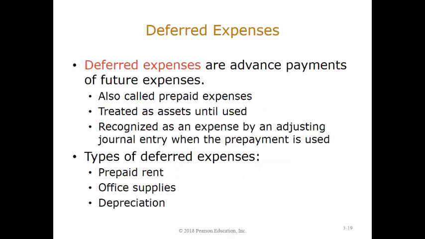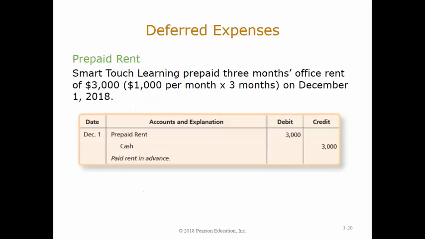A deferred expense is an item paid for in advance by the company for use in the future. Such payments are considered assets rather than expenses until they are used up. When the prepayment is used up, the used portion of the asset becomes an expense via an adjusting entry. In Transaction 10 in Chapter 2, Smart Touch Learning prepaid for 3 months office rent of $3,000, $1,000 per month times 3 months, on December 1st.